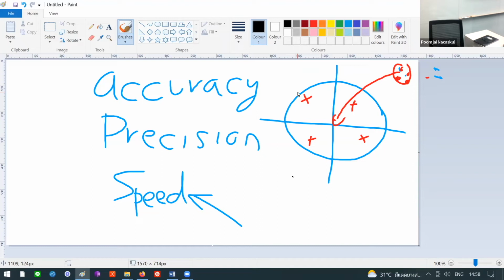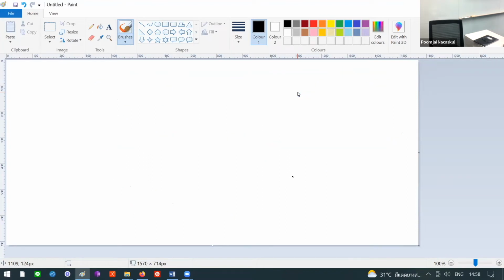And sometimes there's a trade-off. It's not sometimes, it's always a trade-off between accuracy and precision. But anyway, I'm gonna leave it at that. So these are the things that you want to do. Okay, let's go back to this.